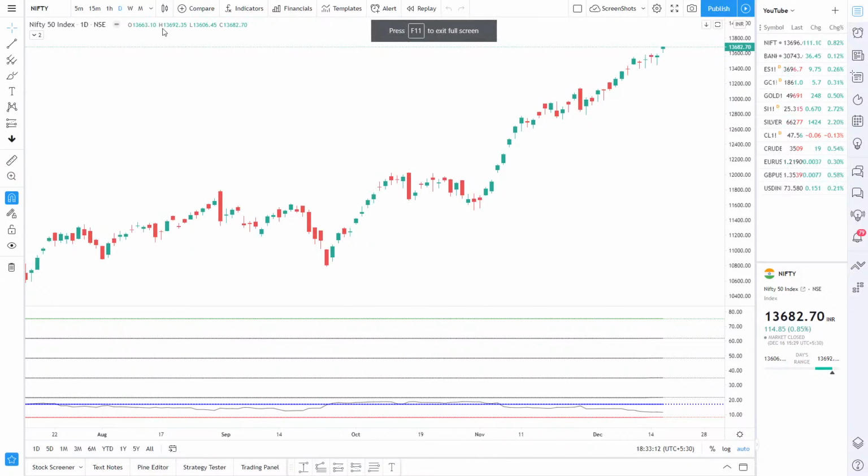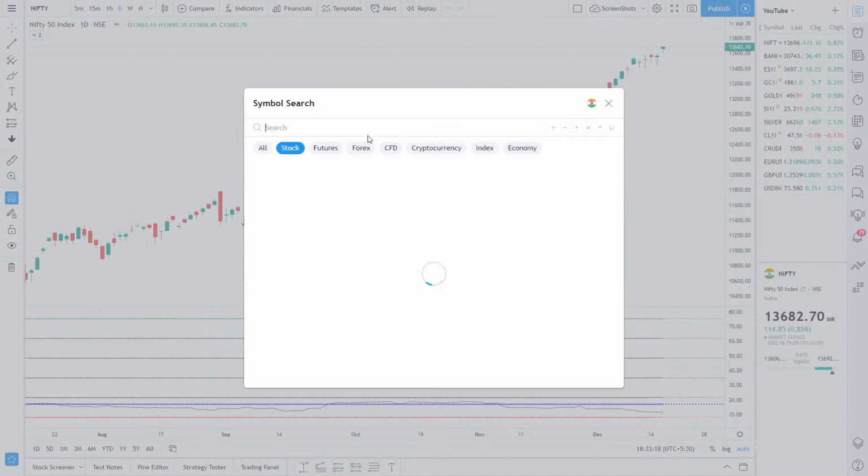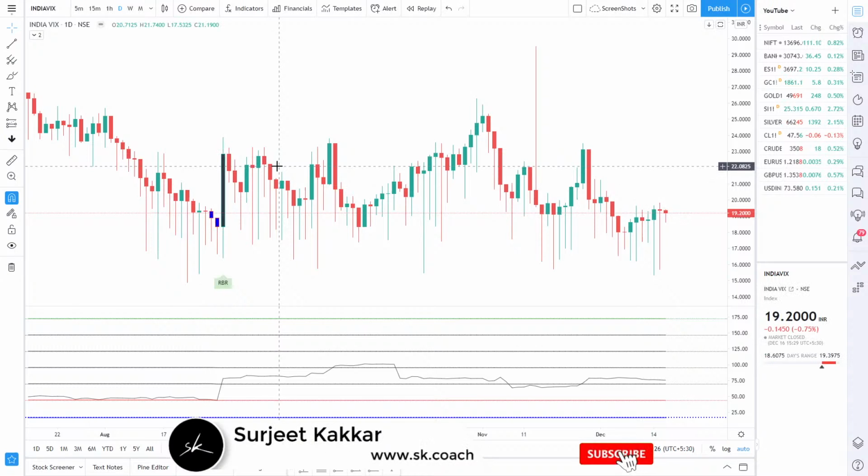So if I go to my charts and I look for India VIX, go to the index, you will be able to find India VIX. So what is India VIX? India VIX is basically your volatility index for the Nifty 50, right? So your index, which is the Nifty 50, this is the volatility index for it.